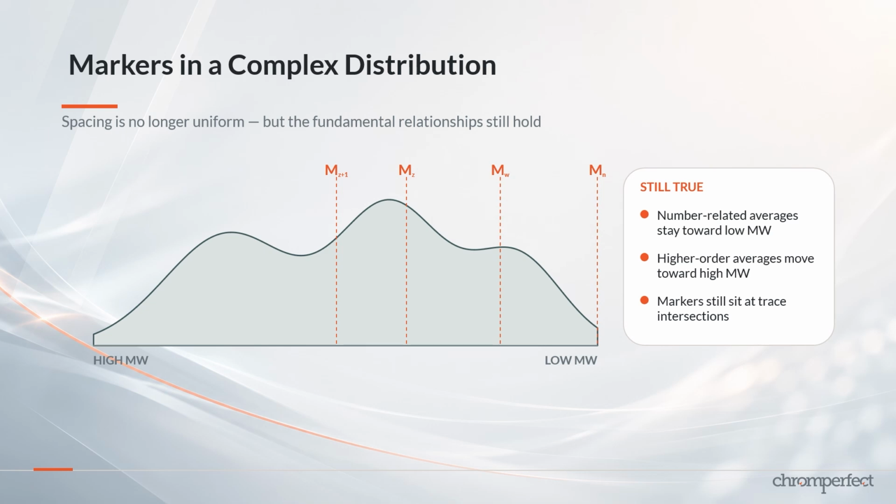The number-related quantities lie toward the low molecular weight side, and the increasingly weighted averages move progressively toward the high molecular weight side. The marker intersections also remain meaningful. The molecular weight markers should still appear at the intersections of the corresponding traces, except for Mz+1, for which there is no higher order trace.